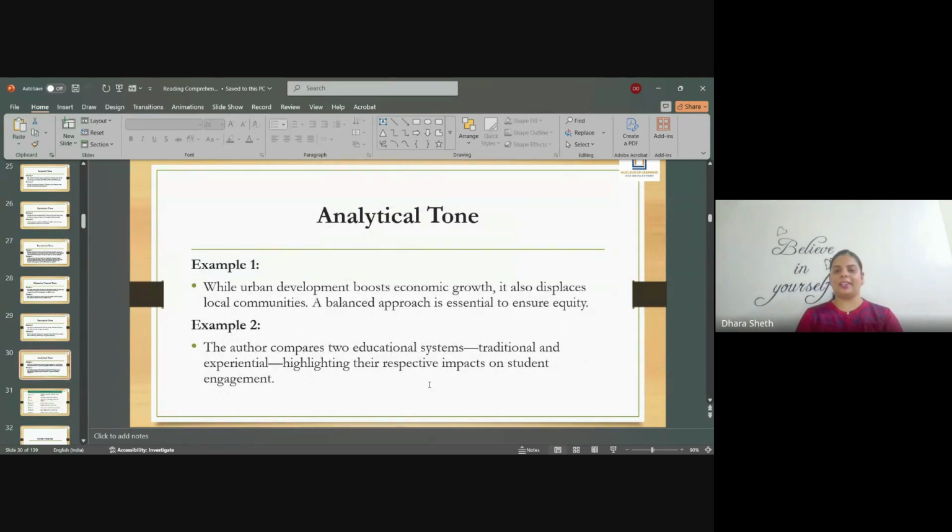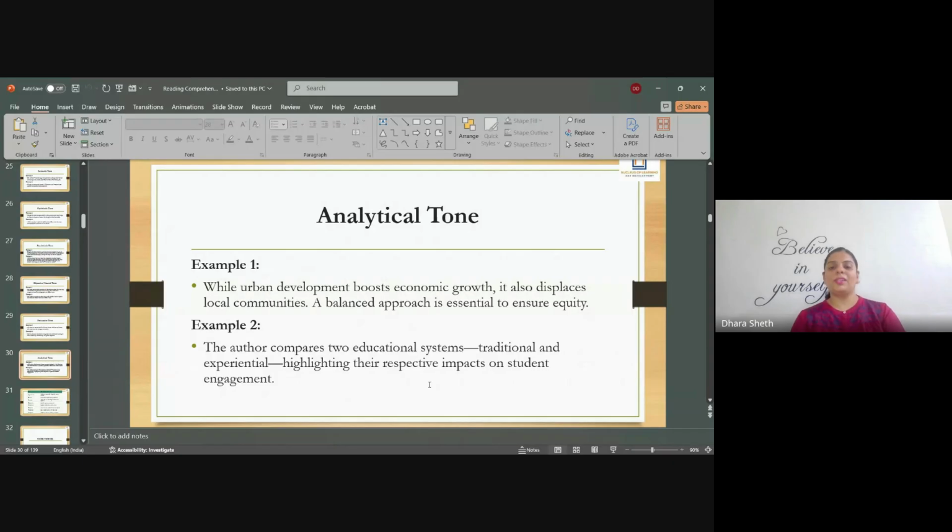And the last one is analytical. While urban development boosts economic growth, it also displaces local communities. A balanced approach is essential to ensure equity. That although this is happening, on the other side, there is a problem also, that local communities are displaced. So what is needed is a balanced approach. Now, this is analysis of what is happening. He's not saying that we should do it. He or she is analyzing the pros and the cons and then giving analysis of what is happening.